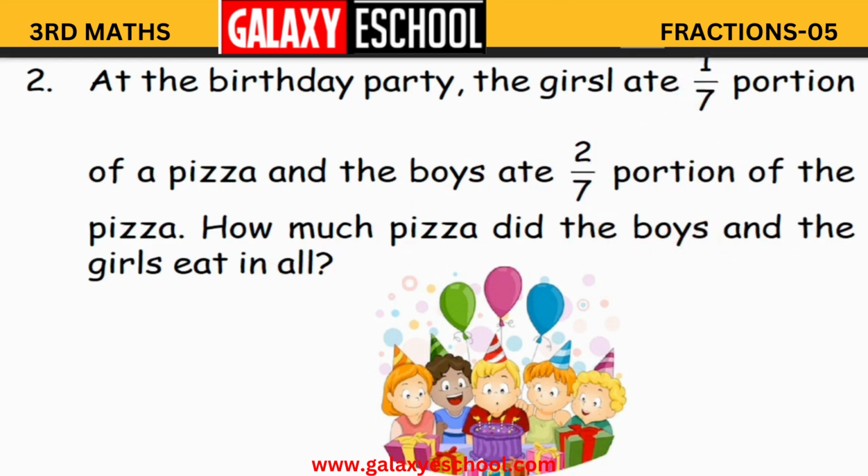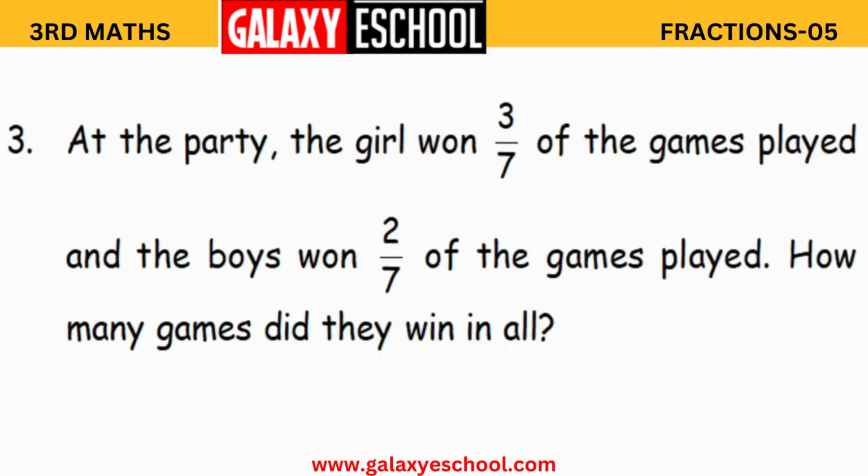Now how much did both boys and girls eat all together? How will we find out? We need to add. Yes, when we add the portion eaten by girls and the portion eaten by boys together, 2 by 7 plus 1 by 7, we will get the total portion eaten by both girls and boys. Next, question 3. At the party, the girls won 3 by 7 of the games played and the boys won 2 by 7 of the games played. How many games did they win in all?